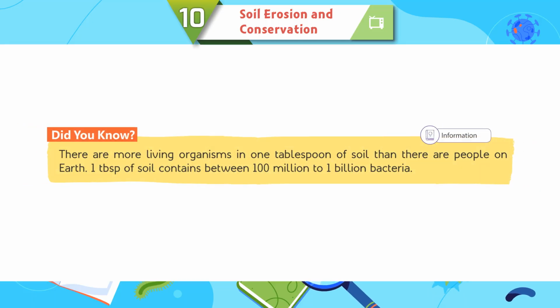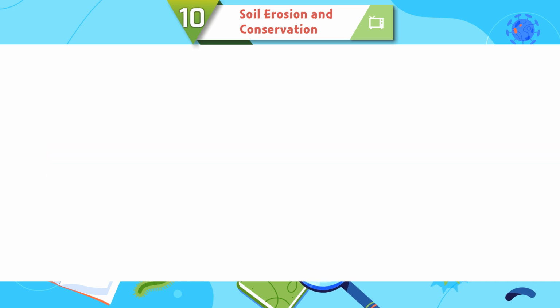Did you know there are more living organisms in 1 tablespoon of soil than there are people on Earth? 1 tablespoon of soil contains between 100 million to 1 billion bacteria.